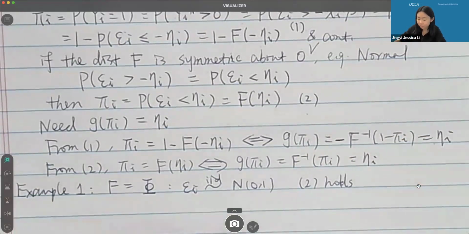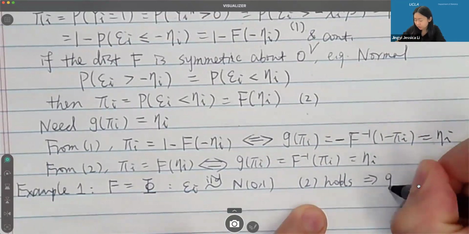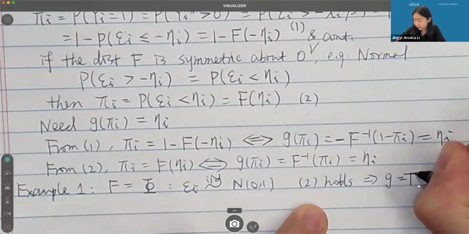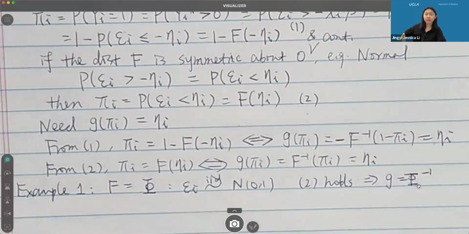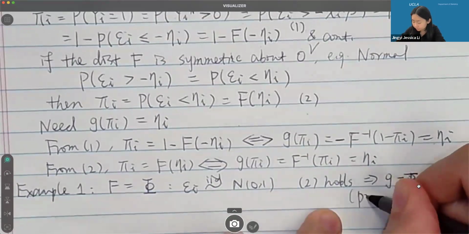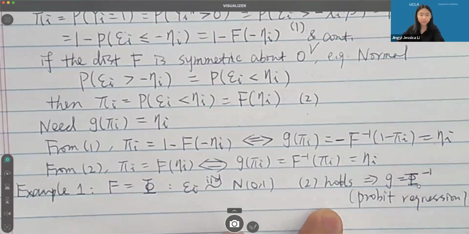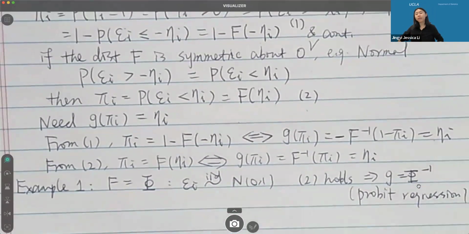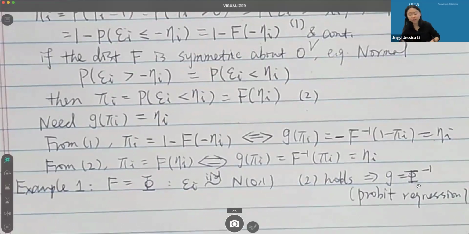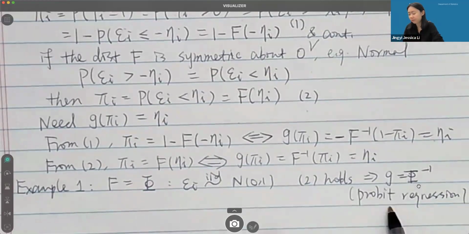So then we have G as F inverse, which is phi inverse, because F is phi. And this is probit regression. That's the first example. That's why in the old days, probit regression became very popular because of this natural connection to the linear model. We just assume that error terms follow a linear model, we use the latent thresholding formulation for binary regression, and we get a probit regression.